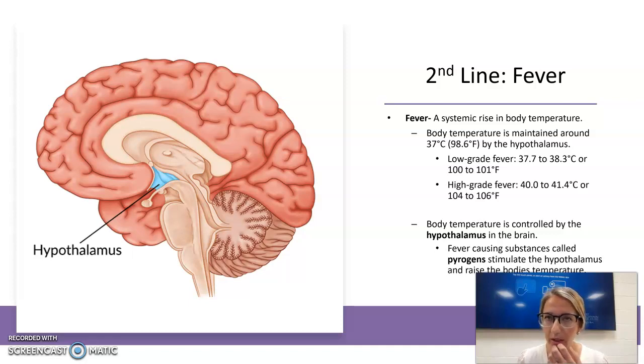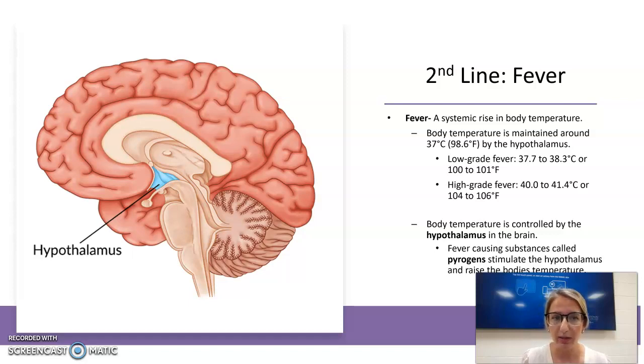So how does our body control our temperature? So we have a region in the brain called the hypothalamus, and the hypothalamus is essentially our body's thermostat. So it is going to control the temperature. And when our body is in an infectious state, it wants to increase the temperature. So when we have an infection, our body is going to release chemicals called pyrogens. And pyrogens are going to travel through the blood to the brain, where they will interact with the hypothalamus, and the hypothalamus will increase the temperature.